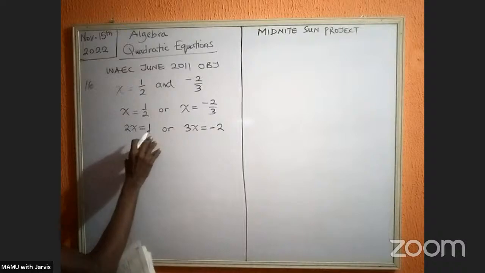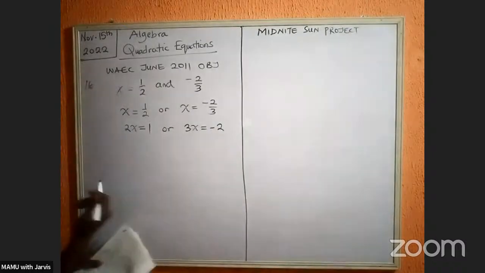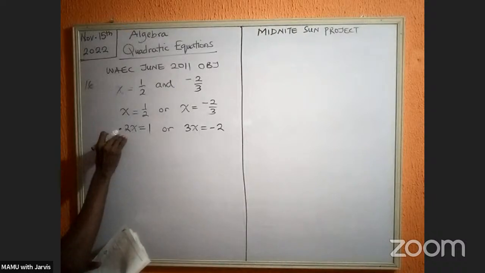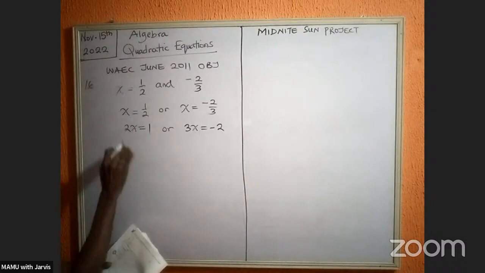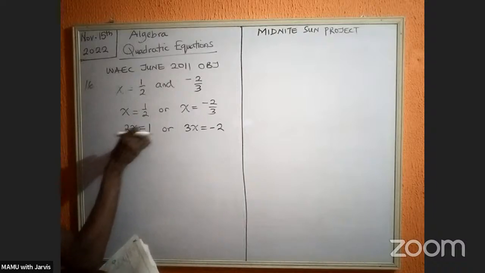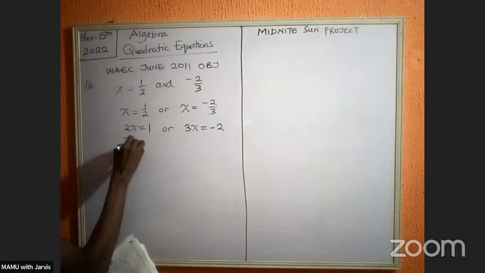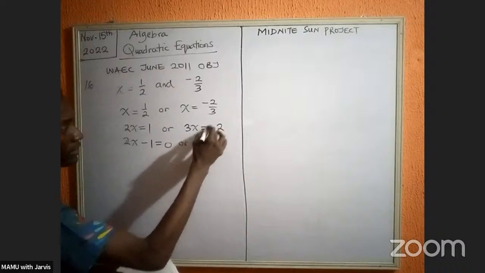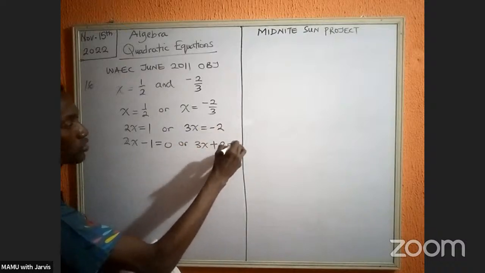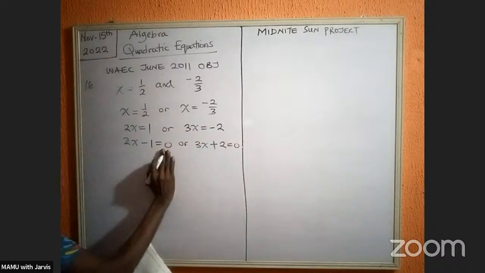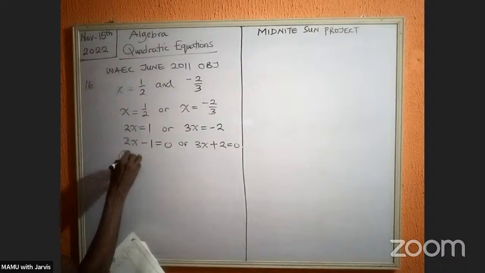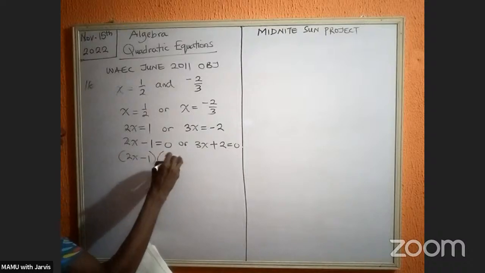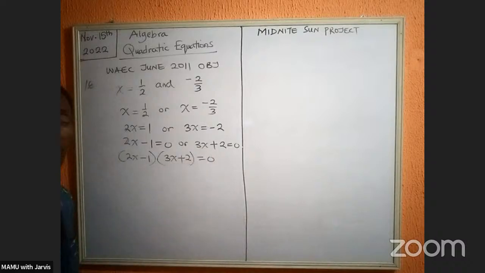The next thing I want to do is make this a factor that is equal to 0. So this becomes 2x minus 1 equal to 0, or 3x. Since this is negative, it becomes plus 2 equal to 0. If this is equal to 0 or this is equal to 0, it will mean that 2x minus 1 into 3x plus 2 will obviously be equal to 0, as long as I hold one of the variables constant, or hold one of them per time.